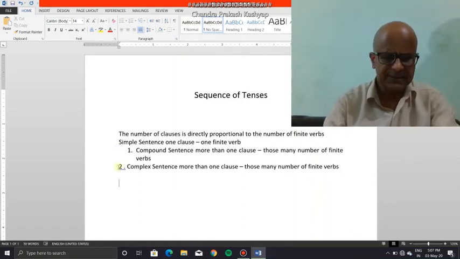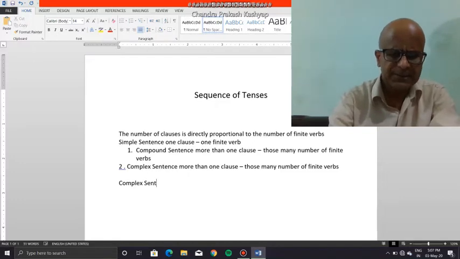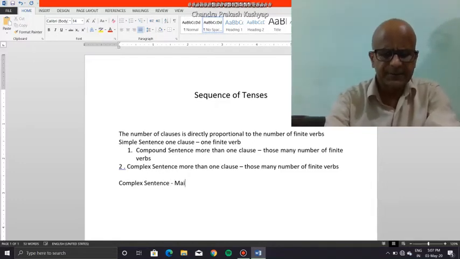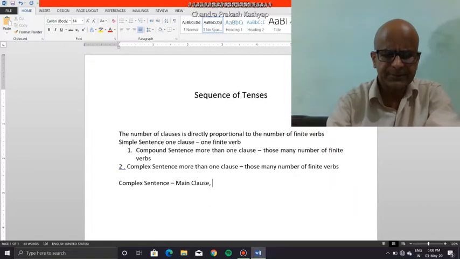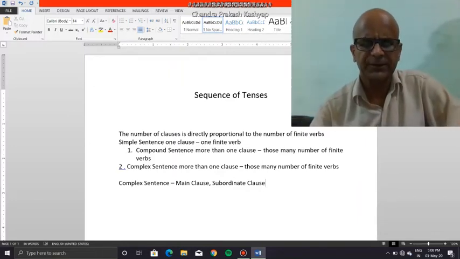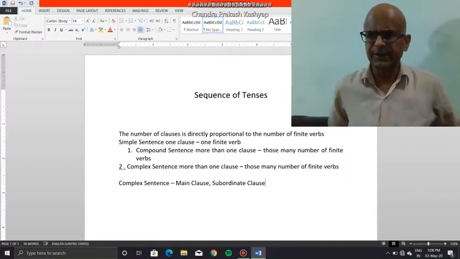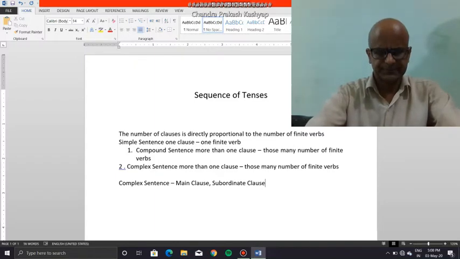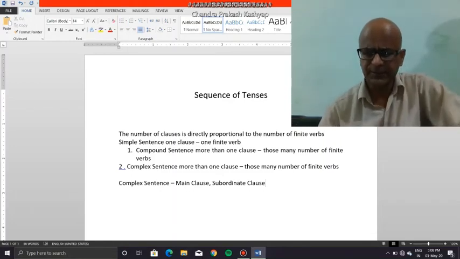That simply means that a complex sentence will have a main clause and a subordinate clause. Only in the case of complex sentences do the rules of sequence of tenses apply, and this is what you are tested in. The rules of sequence of tenses apply only in the case of complex sentences.